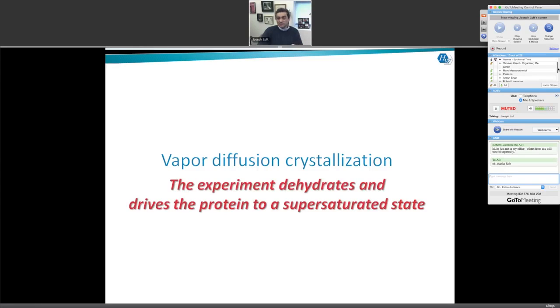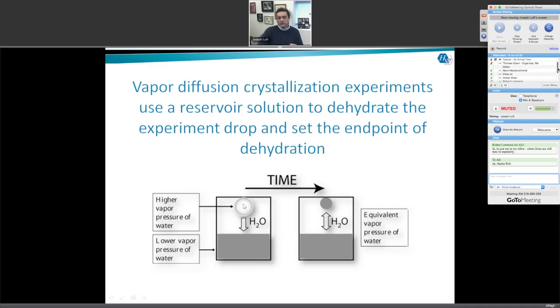Vapor diffusion crystallization is probably the most popular way to grow large crystals. For a vapor diffusion experiment, you're taking your protein and your cocktail, you're combining them, you're putting it in a sealed container, and you're basically using a reservoir solution that has a lower vapor pressure of water to pull water molecules away from the experiment drop. So the protein experiment drop is going to decrease in volume as water is pulled away from it. As it decreases in volume, you're going to increase the relative concentration of any chemical that's present in that drop that's not volatile. So the protein concentration will steadily increase, the concentration of polymers and salts will increase, and it's going to drive the system to a state of supersaturation.